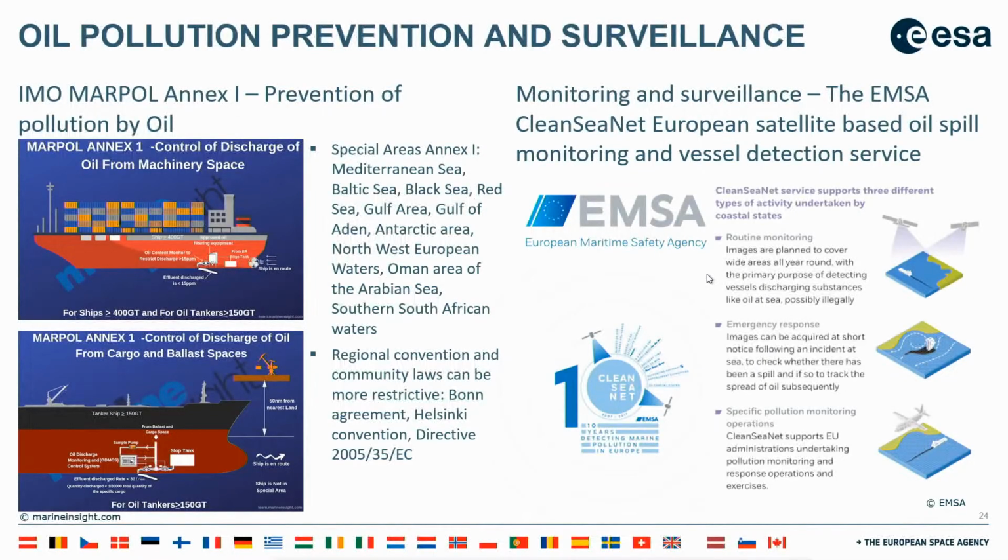Of course, EMSA is part of Copernicus, and makes a lot of use of Copernicus data. The service is mainly based on synthetic aperture radar images, but they also use optical images for recognizing ships, for example. And of course they use Copernicus data from Sentinel-1.